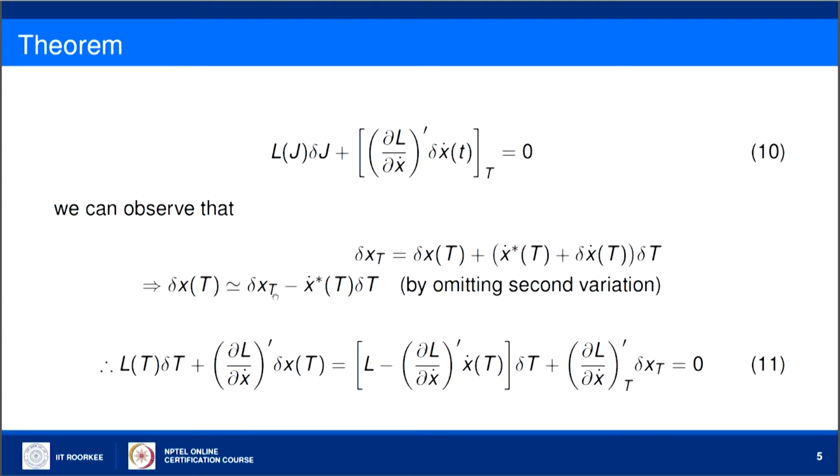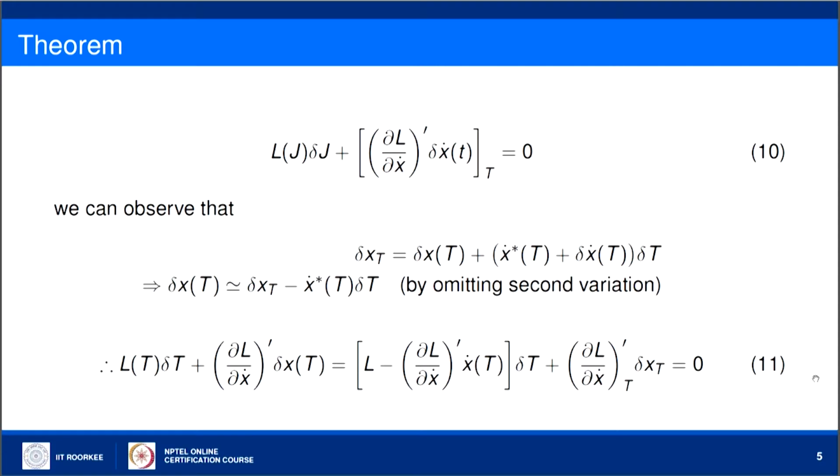See, from here we can see that del x of capital T is equal to x dot of capital T into del T, that is substituted here, plus the remaining term del L by del x dot and del x of small t is substituted here. So, we get this expression 11.